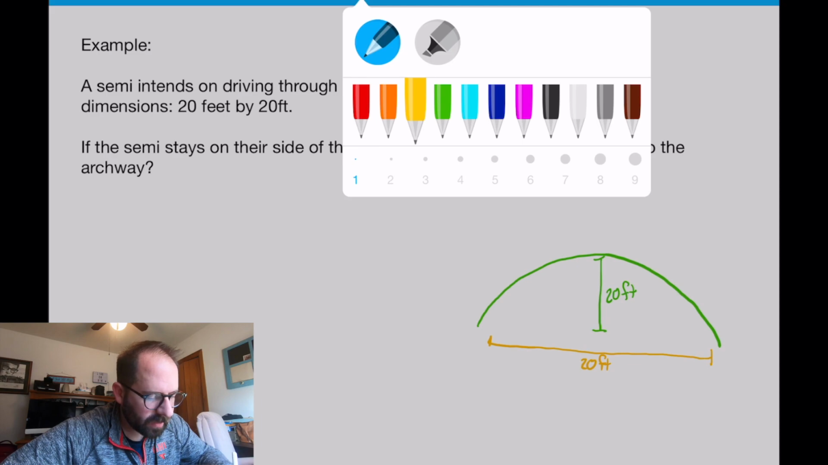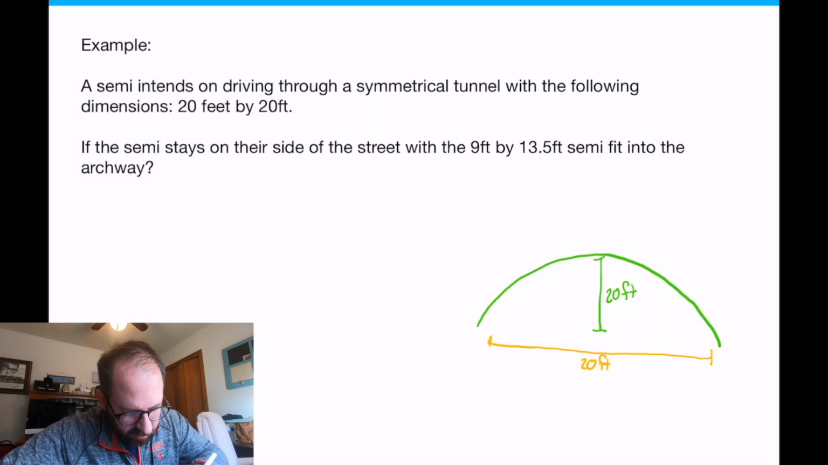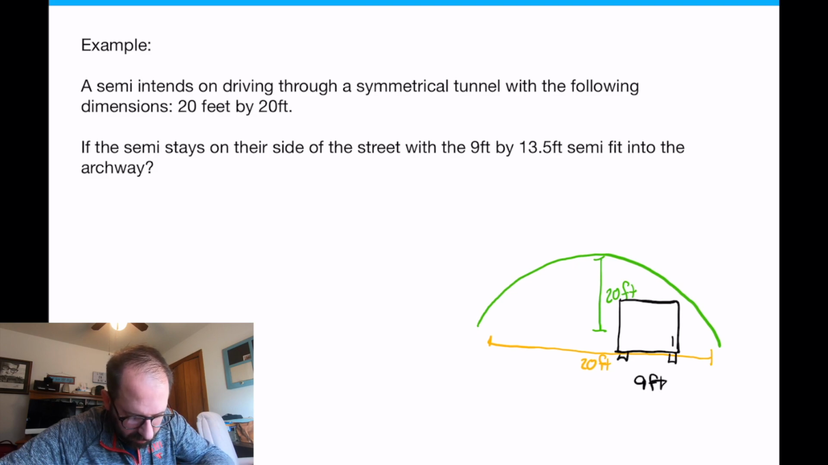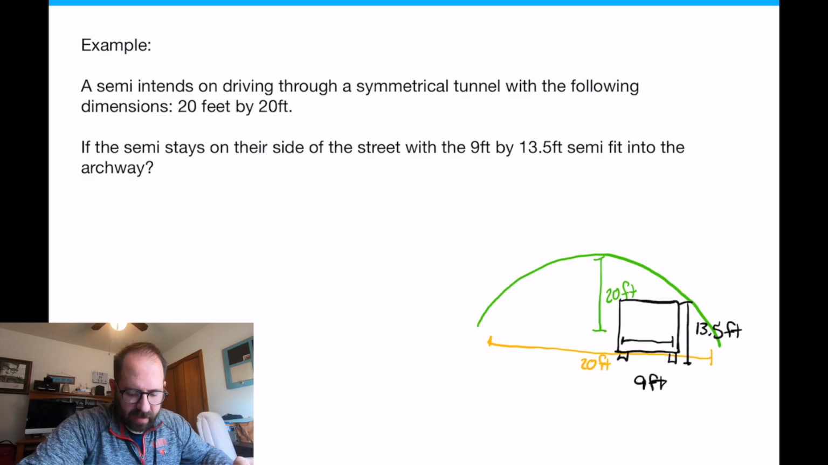Now I'm going to draw the back of the semi like it's driving into the tunnel. The semi-truck itself is 9 feet wide. So 9 feet wide, that is the distance from here to here. And the truck itself is 13.5 feet tall, from the tire to the top of the truck.